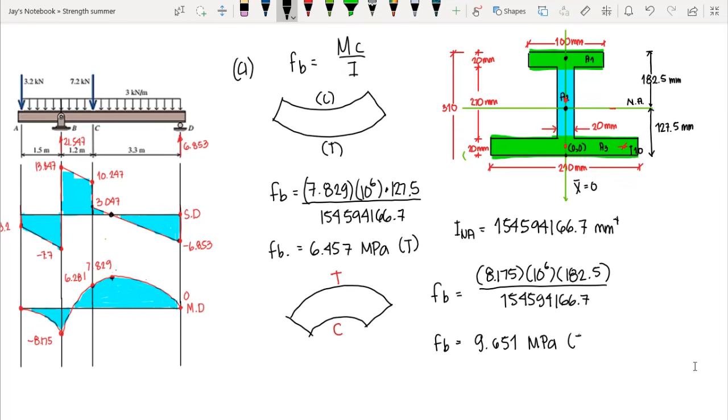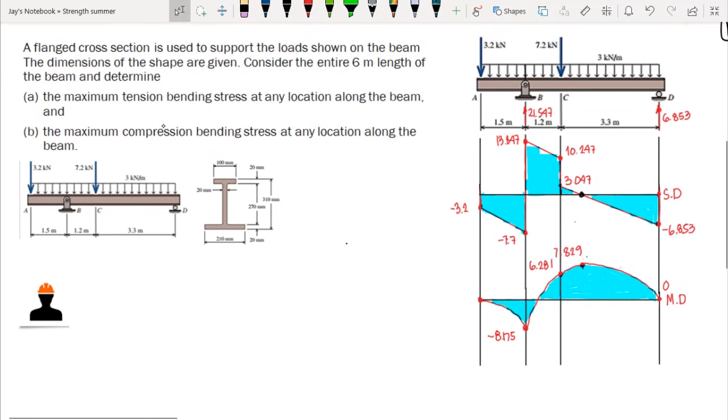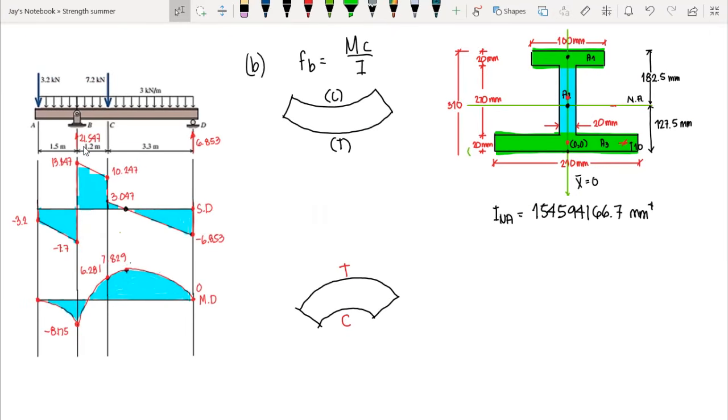So this is the tensile stress using a different moment. Now, since we are looking for the maximum tensile flexural stress, therefore our answer here is this one. This is the maximum, 9.651 megapascal. So this is our final answer for letter A. Now in letter B, we are asked to determine the maximum compressive bending stress at any location along the beam. So we still have two different cases.